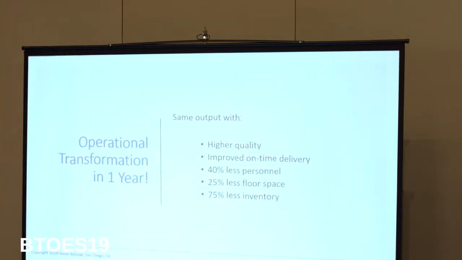So in this case, the result was we had outputs, we had higher quality, improved on-time delivery with 40% less personnel, 25% less floor space, and 75% less inventory. Anybody who's ever been in the manufacturing world, if you can improve your on-time delivery with 75% less inventory, that's magical and awesome. And in this, what I don't have noted here is that on-time delivery most of the time was 100% and it was with reduced lead times from what we had before.